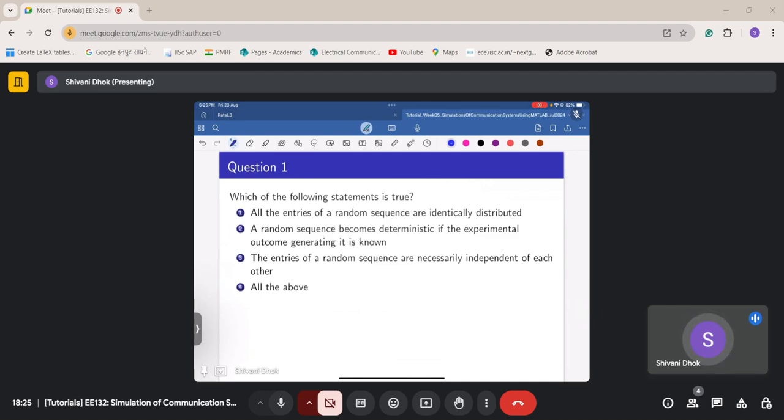So here the first 5 questions are from last year's assignment, and the remaining 5 are from some other assignments. So let's start. The first question says, which of the following statements are true? Option 1: all the entries of a random sequence are identically distributed. Option 2: a random sequence becomes deterministic if the experimental outcome generating it is known. Option 3: the entries of a random sequence are necessarily independent of each other. D: all of the above.